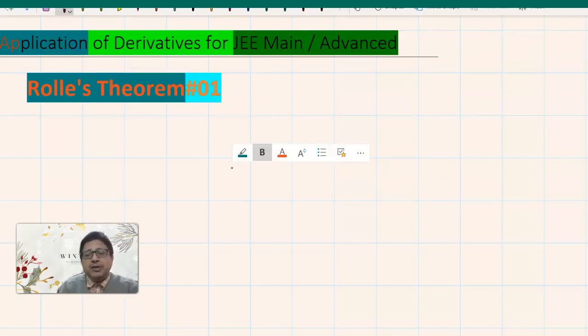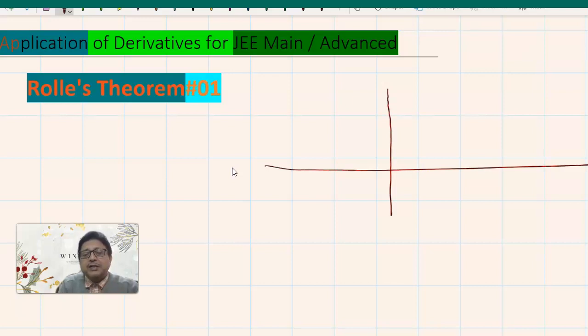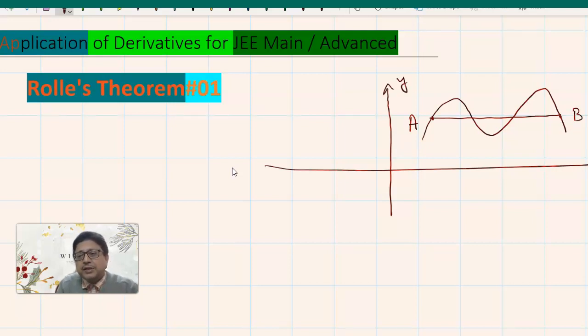Before we enter this mathematical concept, let us take the graph of a function, where we will find that it is quite reasonable to state that if a function has a horizontal chord, this is the chord, AB is the horizontal chord for this graph, then this function has at least one tangent between those 2 points which is parallel to the x-axis.